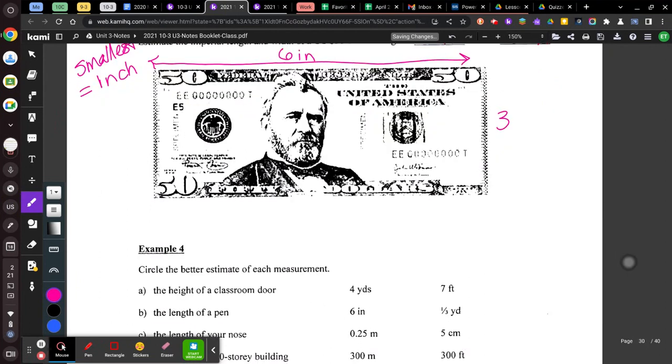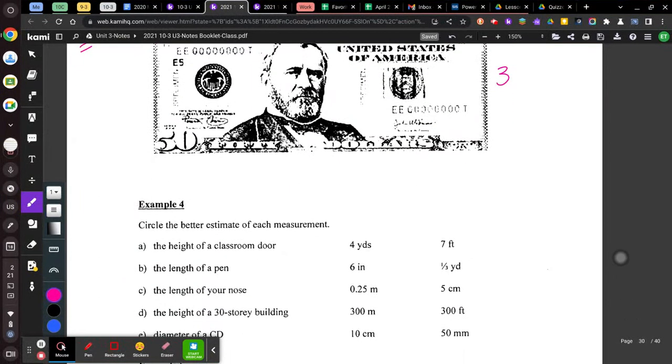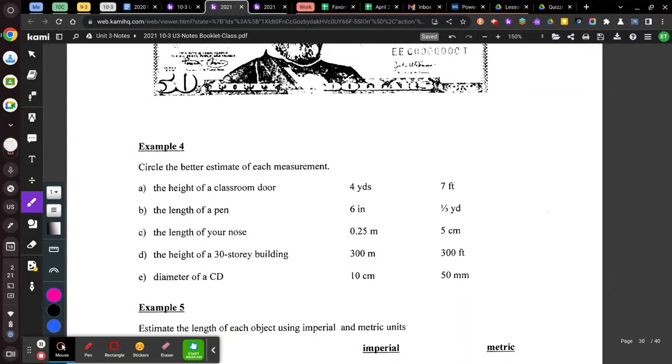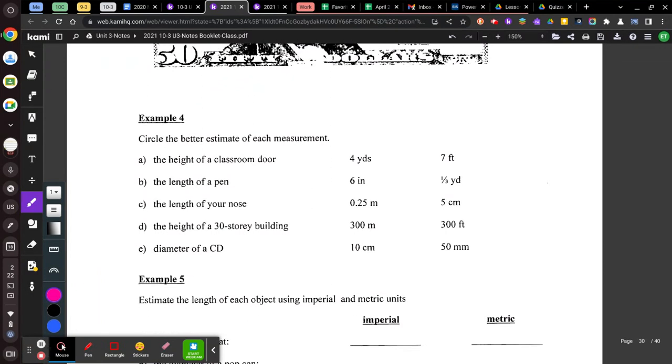All right, now we're going to circle the best estimate. And again, we're thinking logically, which unit makes more sense? Would they measure that in that unit or not? So if I said the height of that classroom door there, am I going to measure it in yards or feet?